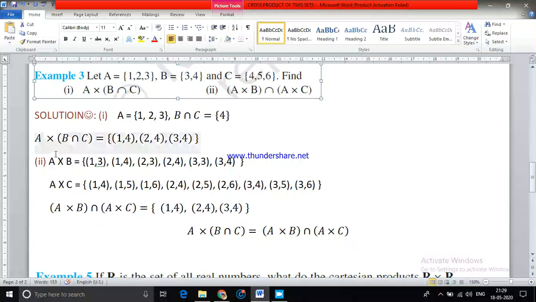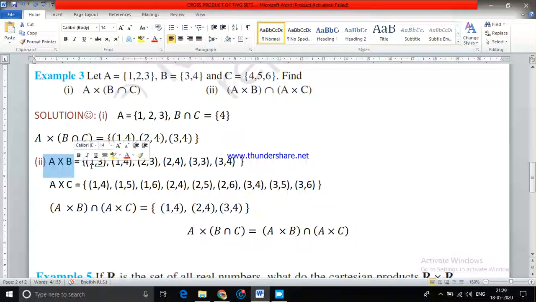First let me find A cross B. A cross B means the elements of A multiply with B. So it will be (1, 3), (1, 4), (2, 3), (2, 4), (3, 3), (3, 4).